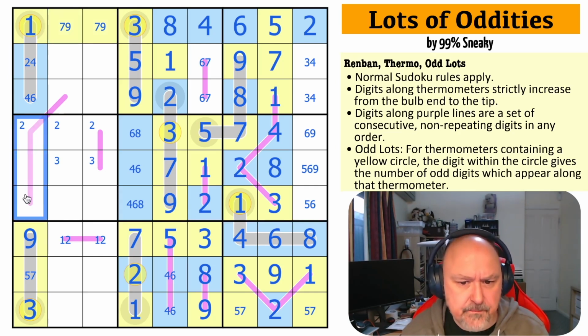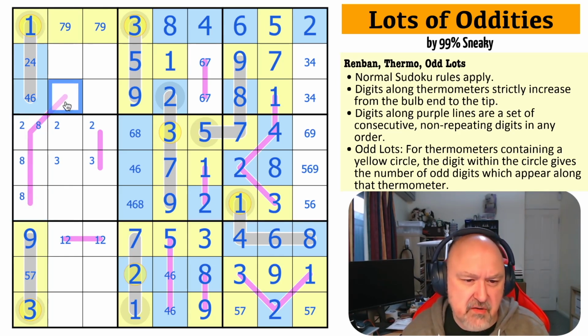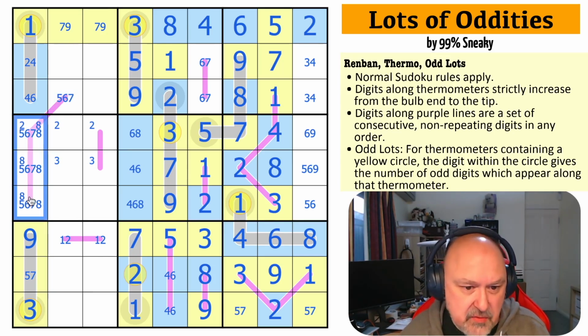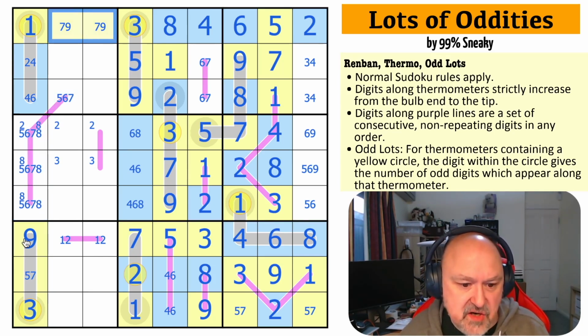Eight is on here. 8 is forced onto this thermo. And I can't put 9 onto this Renban because I can't put 9 on any of them. So this is 8. We know the makeup of this Renban now. This is 8765 because 8 must go here. And I can't go up to 9 because I can't put 9 in any of those cells. So this is 8765. So there's no 2 there.